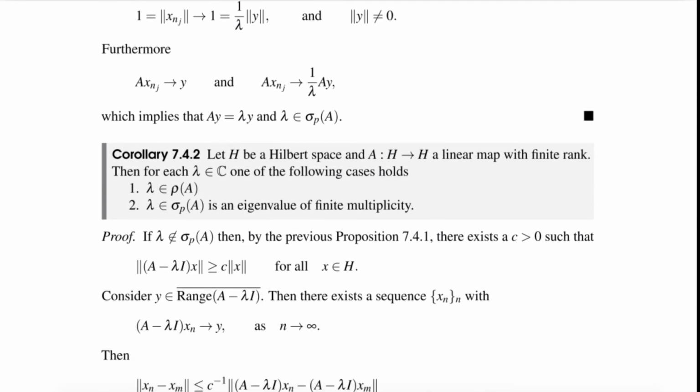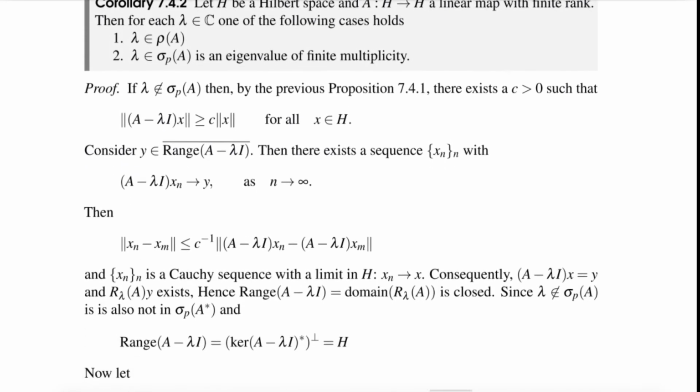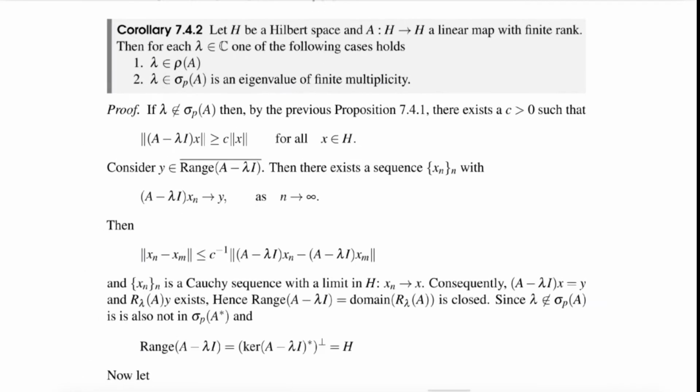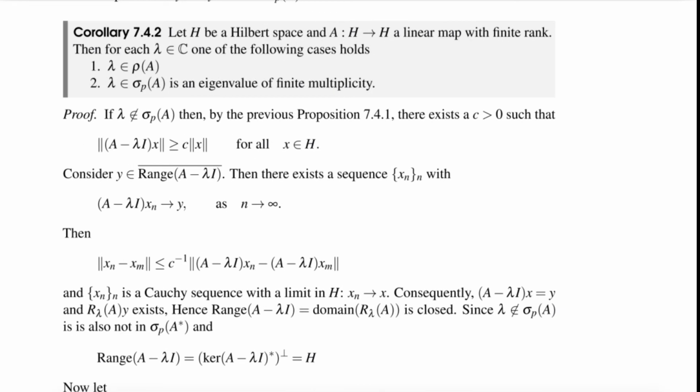So this means corollary 7.4.2. If H is a Hilbert space, A is a linear map with finite rank, then each lambda has 2 possibilities. It could either be in the resolvent set or it could be an eigenvalue with finite multiplicity. Okay. So let's assume lambda is not an eigenvalue. Lambda is not in the point spectrum.